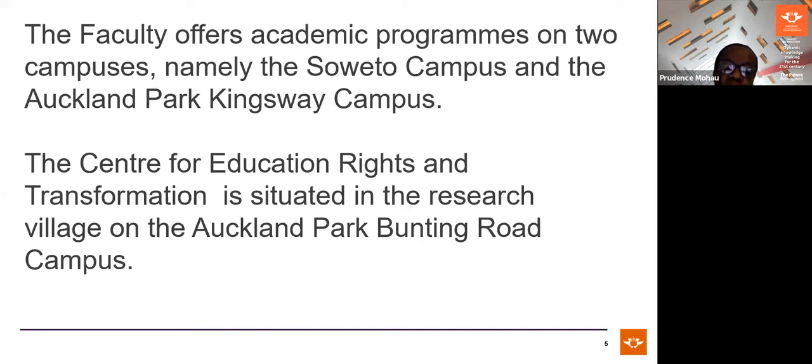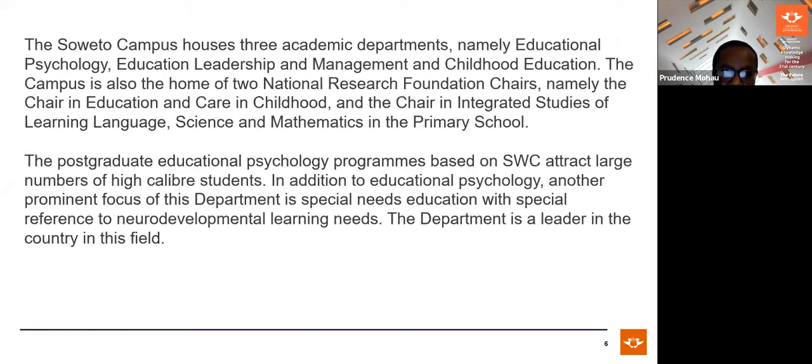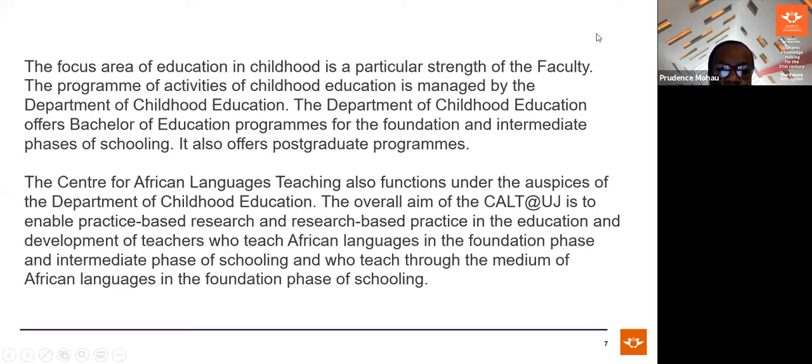Our faculty offers academic programs on two campuses, the Soweto campus and the Auckland Park Kingsway campus. The Center for Educational Rights and Transformation is situated at the Research Village on the Auckland Park Bunting Road campus. Now, the Soweto campus houses 3 academic departments. That is the Educational Psychology Department of Leadership, Department of Education, Leadership and Management, as well as Childhood Education.